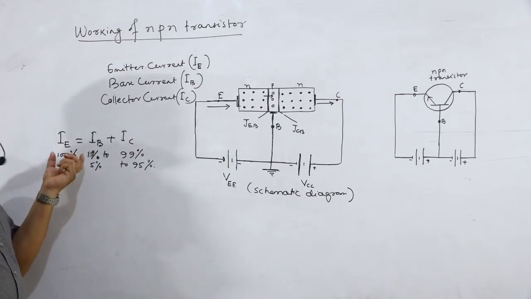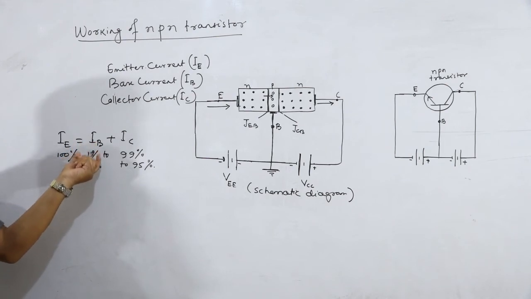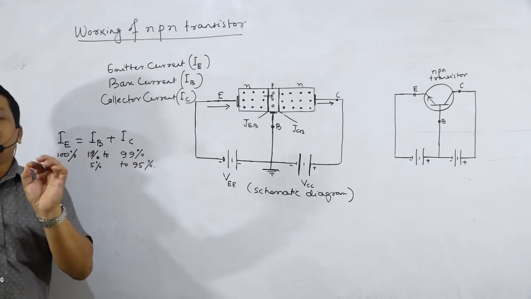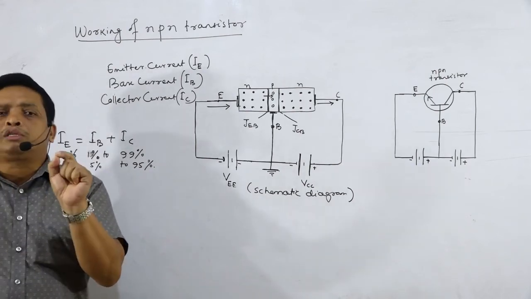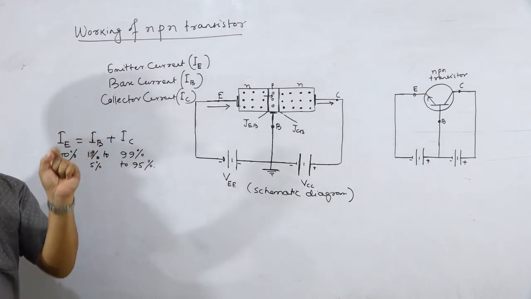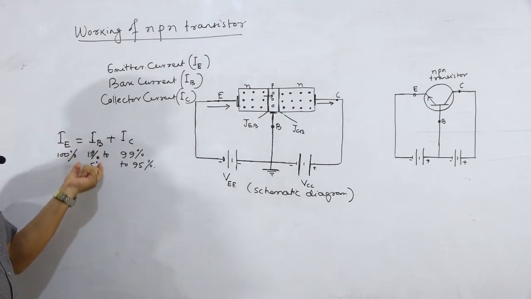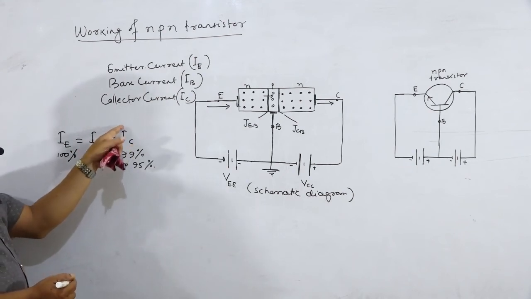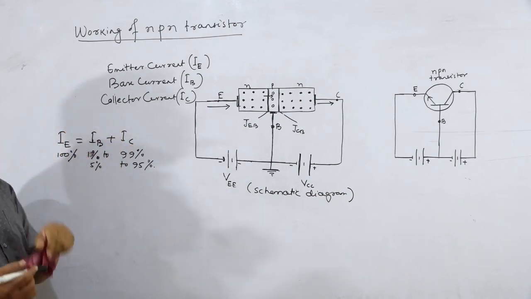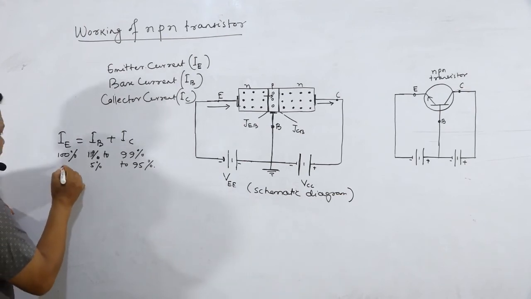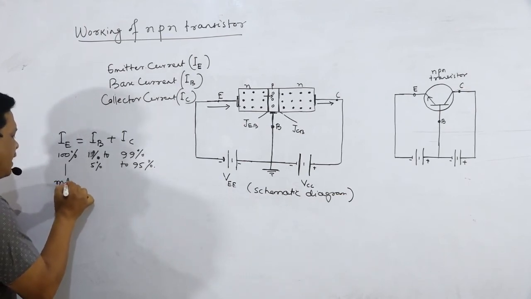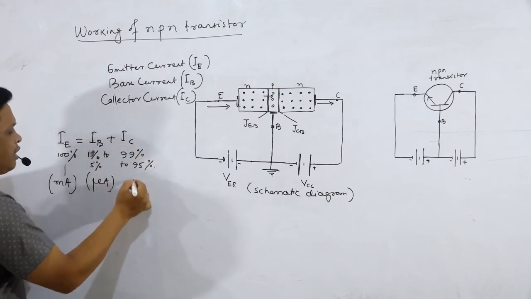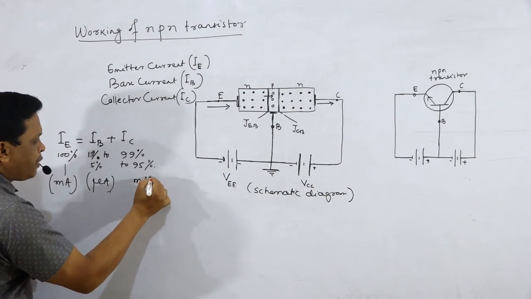Now you mark this one, that base current is very small. Why? Because a few number of electrons combine with the holes in the base region. Therefore, base current is very small. And the collector current is very close to the emitter current. So, usually the emitter current is in the milliampere range, base current is of microampere range, and collector current is milliampere range.